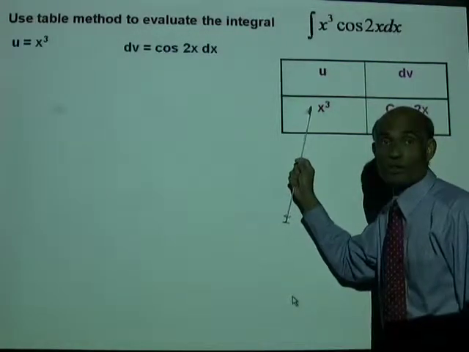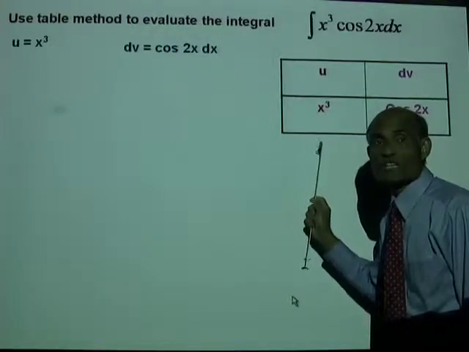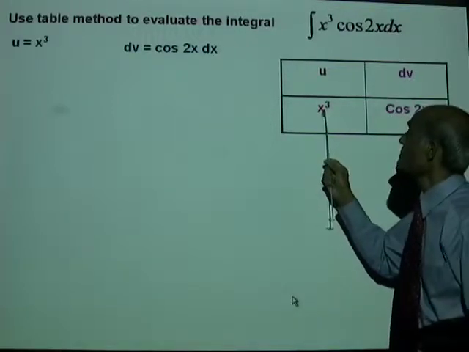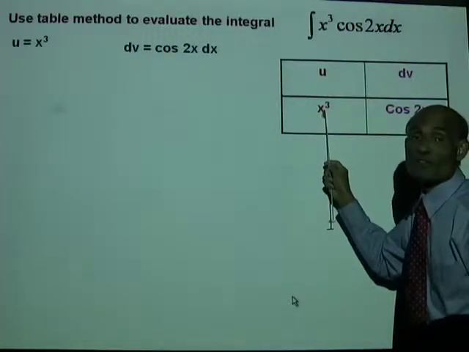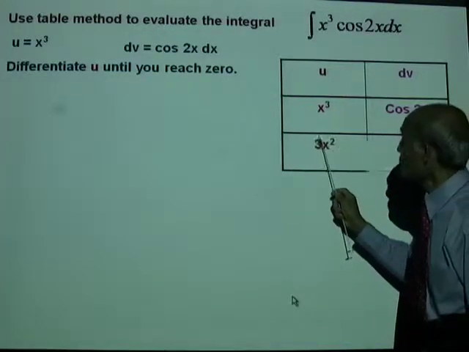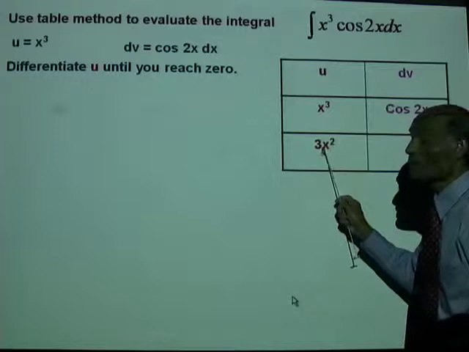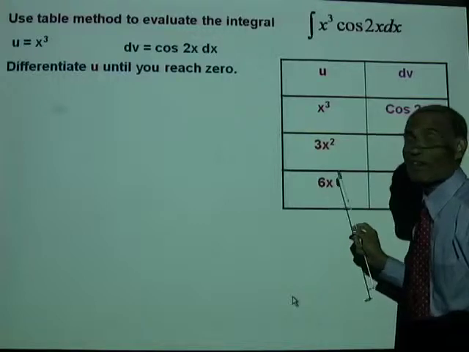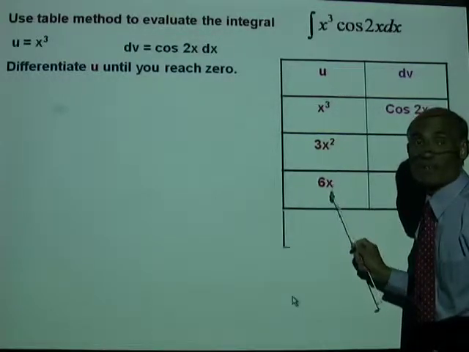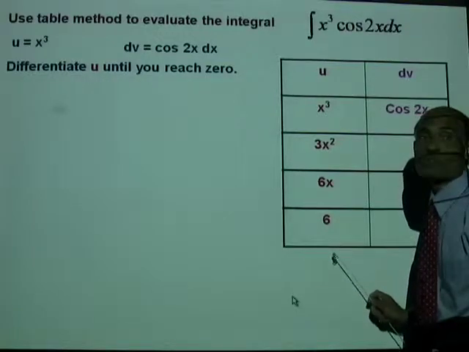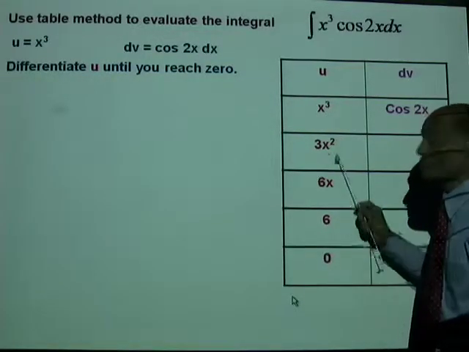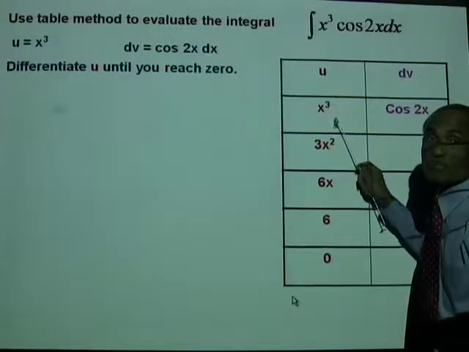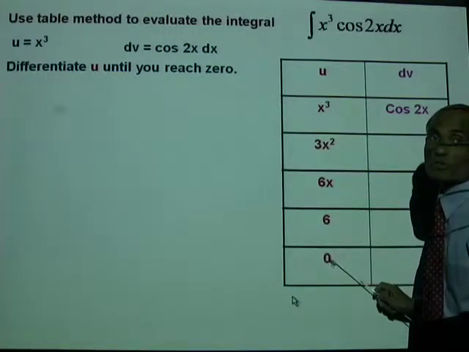What is the method now? Differentiate u continuously and write below in rows until you reach 0. The derivative of x cubed is 3x squared. What is the derivative of 3x squared? It will be 6x. And what is the derivative of 6x? It is 6. And what is the derivative of 6? That is 0. So we differentiate x cubed continuously with respect to x until we reach 0.